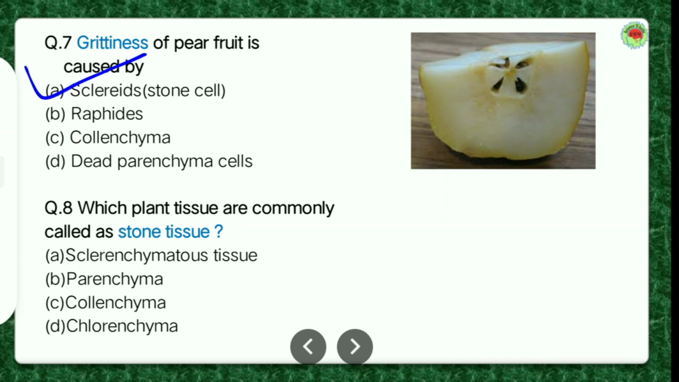Question number 8. Which plant tissues are commonly called stone tissue? Just now we have discussed. So there are four options. Option A is sclerenchymatous tissue, B parenchyma, C collenchyma, D chlorenchyma. So the correct option is sclerenchymatous tissue. It's also known as stone tissue.